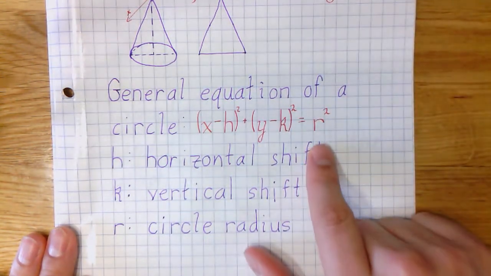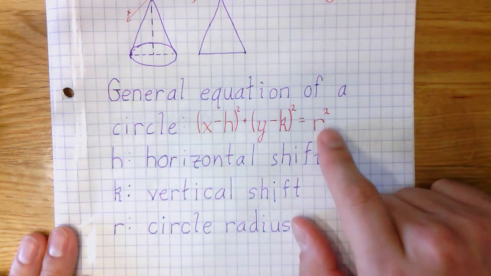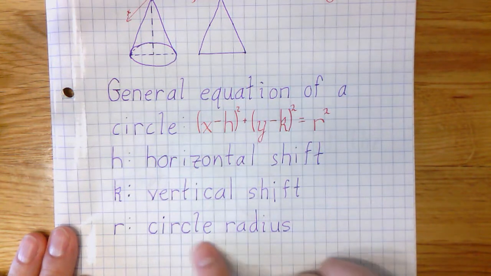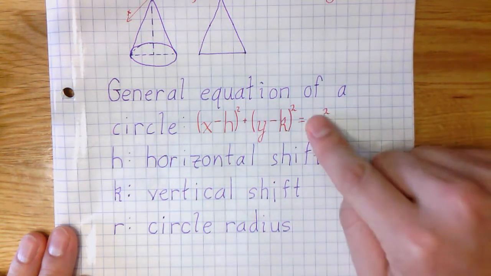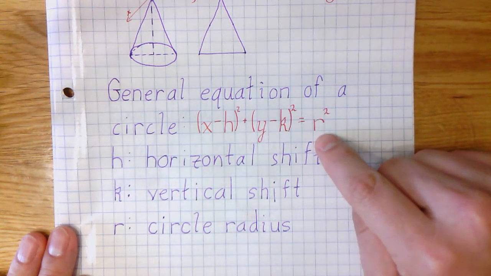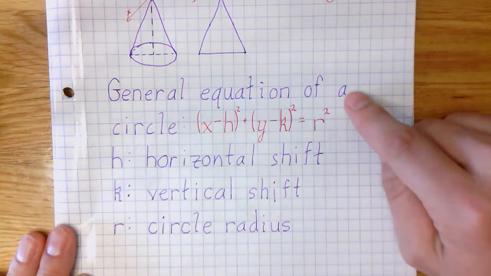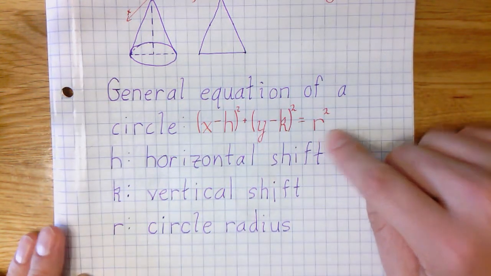And then r, notice this is r squared, just r is the radius. So if our radius were like 3, because this is r squared, the number you would see here would be 9. So just keep in mind it's squared. r is the radius. The equation uses r squared though, so be careful there.